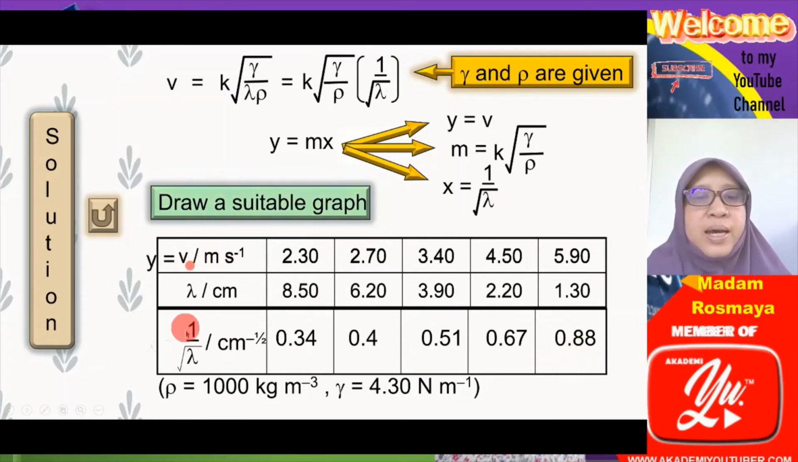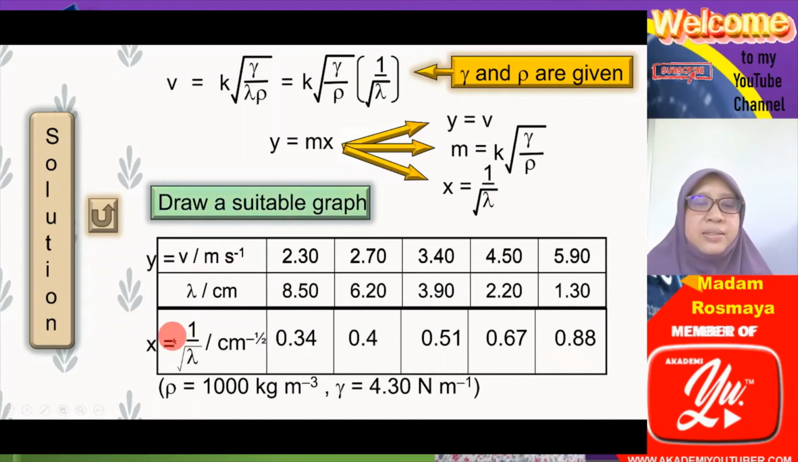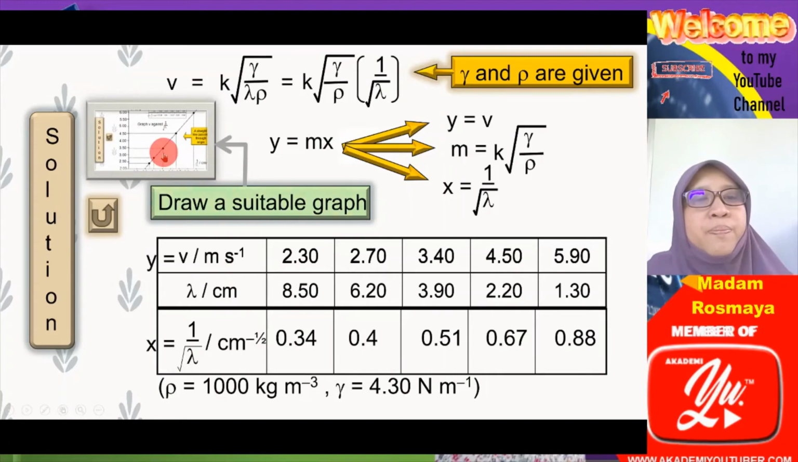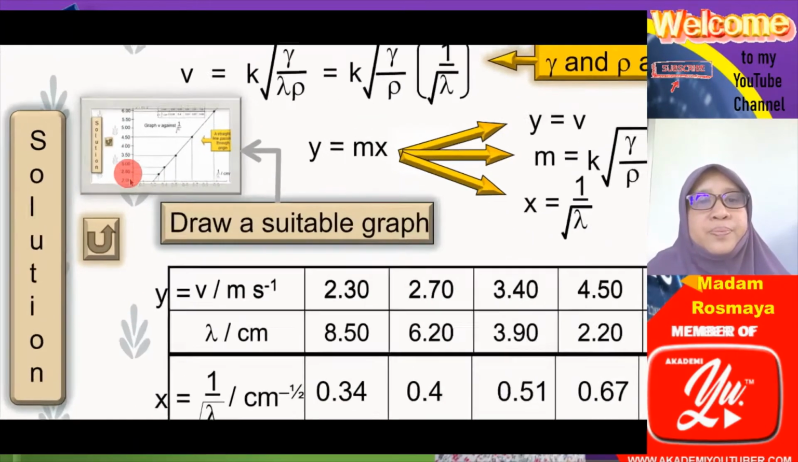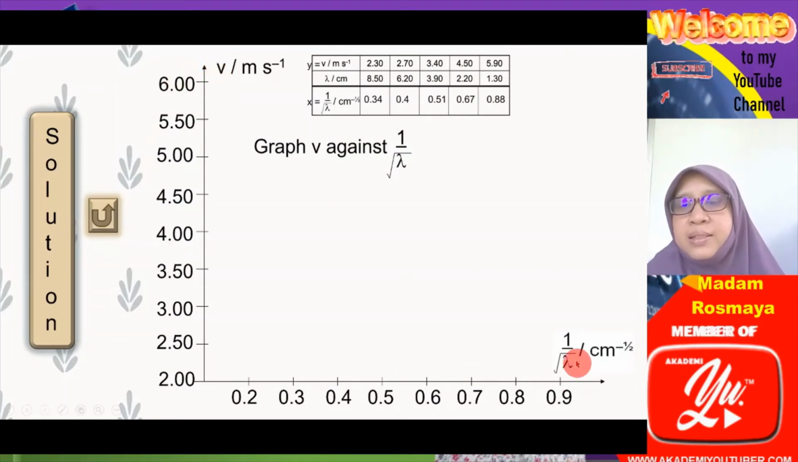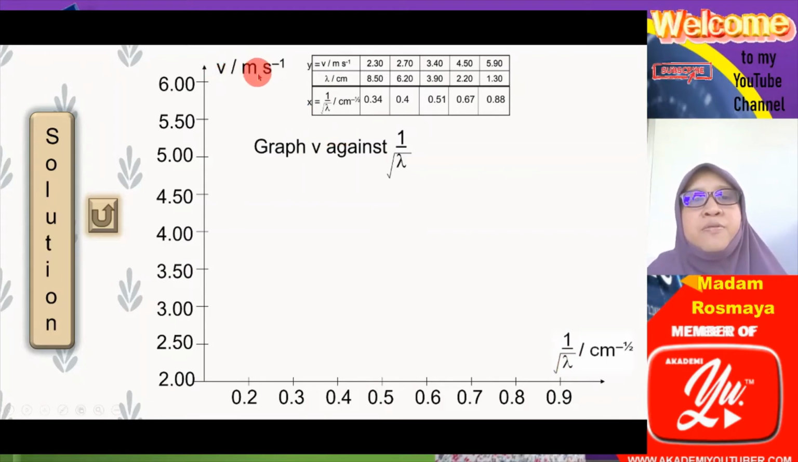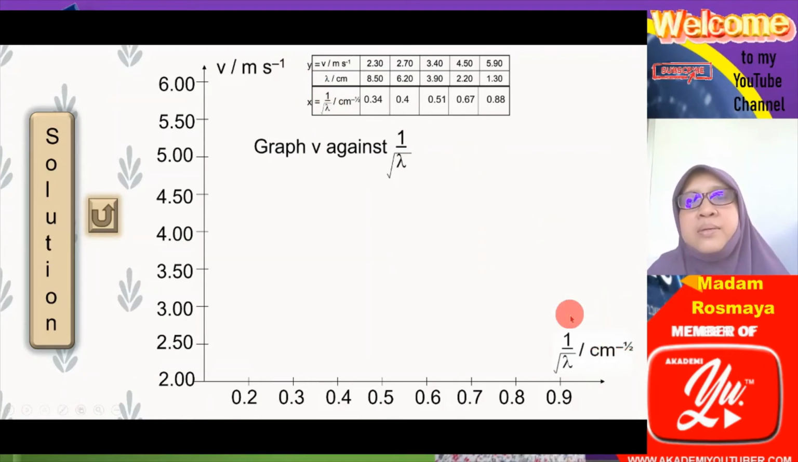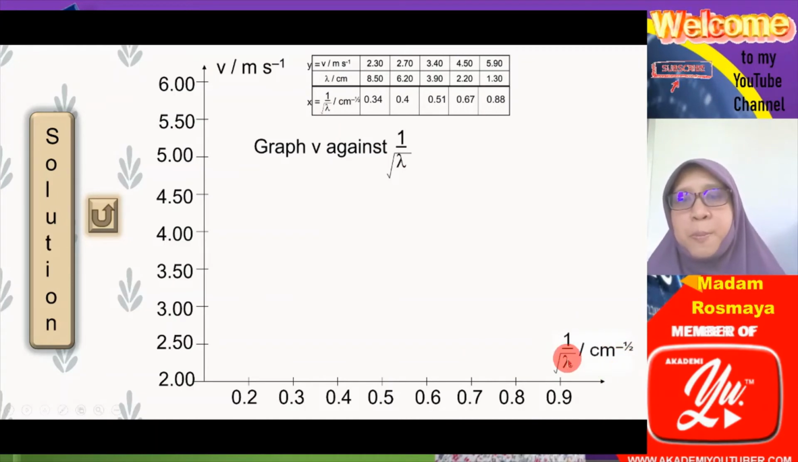Okay, so this is the y-axis and this is the x-axis. We are going to plot the graph now. The y-axis is represented by v, and the x-axis is 1 per square root of lambda. The unit for v is meter per second, and the unit for 1 per square root of lambda will be centimeter to the power of -half, because lambda is given in centimeter.